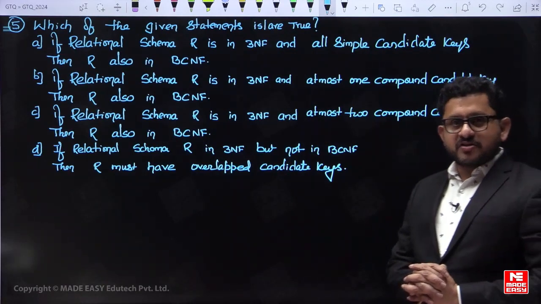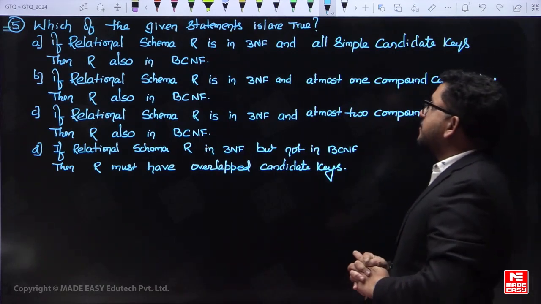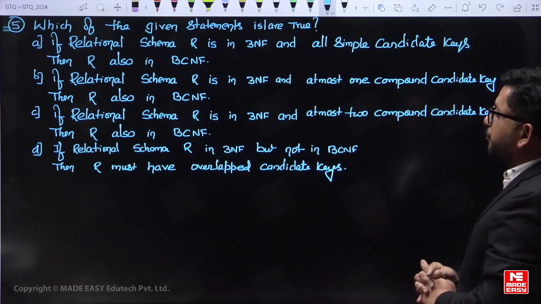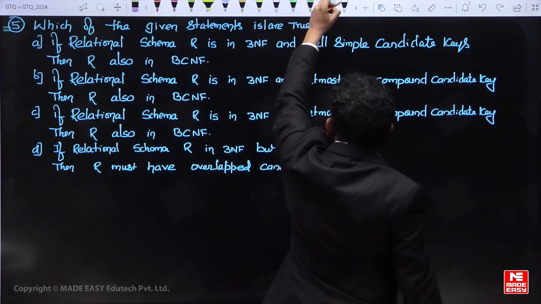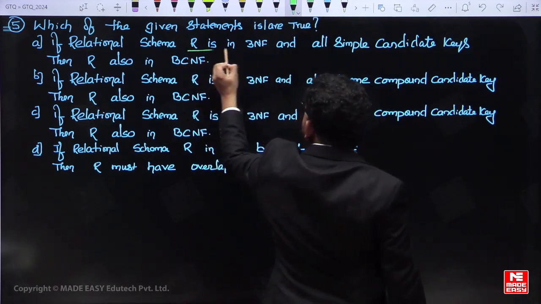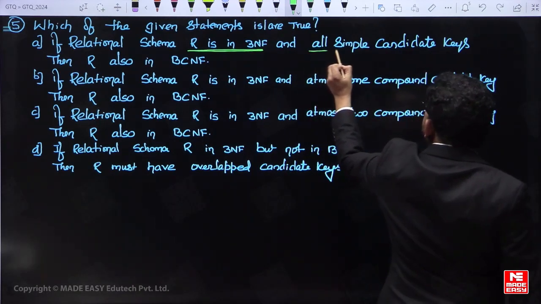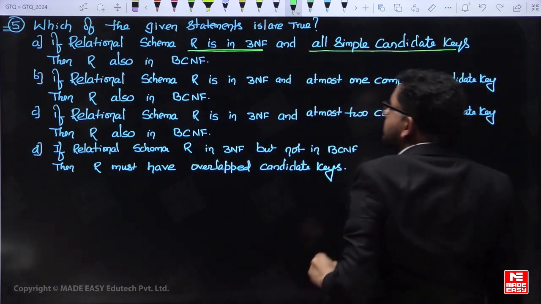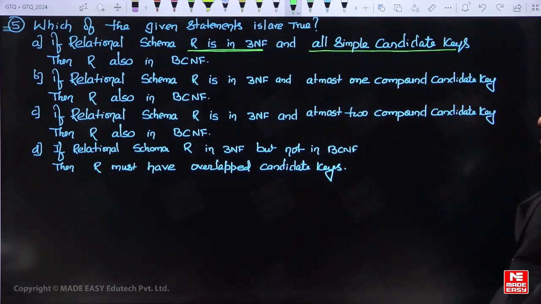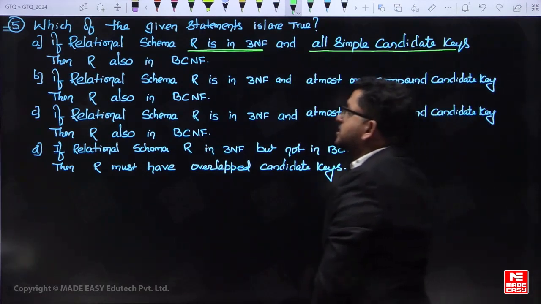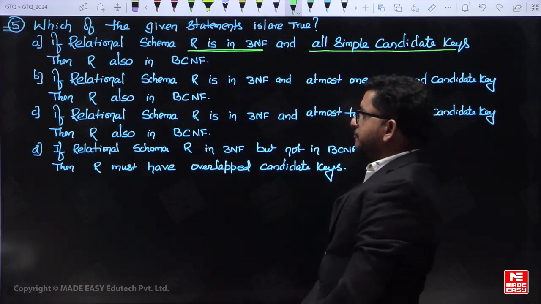See this question, one other question from normalization. Which of the following given statements is true? If relation schema R is in 3NF, first statement, if relational schema R is in 3NF, and all candidate keys of the relation are simple candidate keys, no composite candidate key, then relation R is also in BCNF.